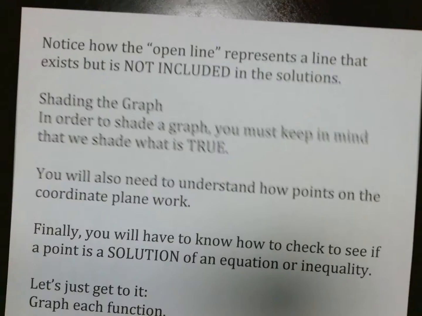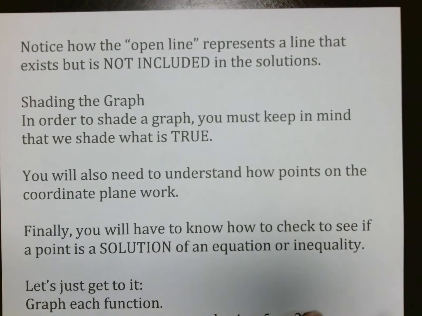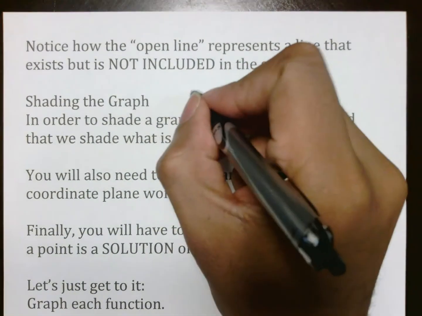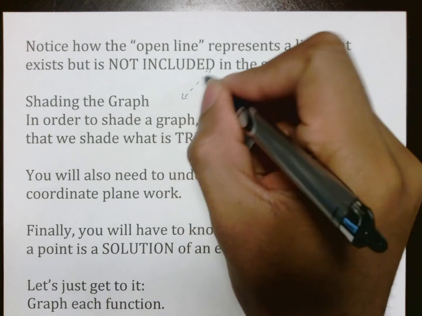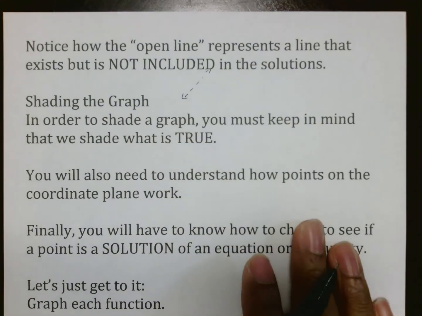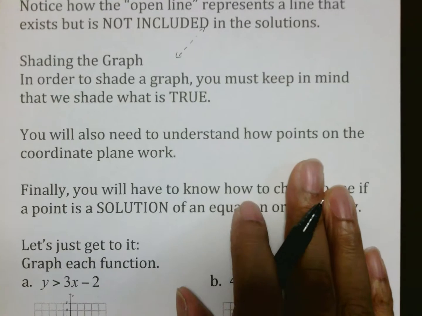Again, notice how the open line represents a line that exists but is not included. So again, when I draw a line like this, it means that that is your border, but it really isn't included. Like you can go up to the border, but you can't touch it, as if it was electrified of some sort. Shading a graph.